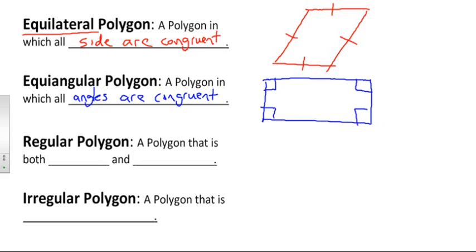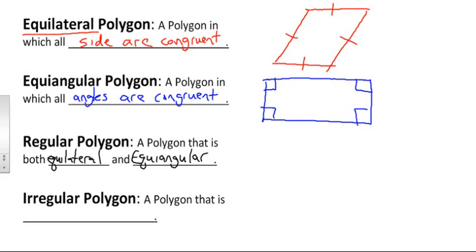Well, that brings us to our next two definitions here. Once I know something is a polygon, I can tell whether it is regular or irregular. Again, these are mutually exclusive events. It's got to be one of the two. A regular polygon is just a polygon that is both equilateral and equiangular.